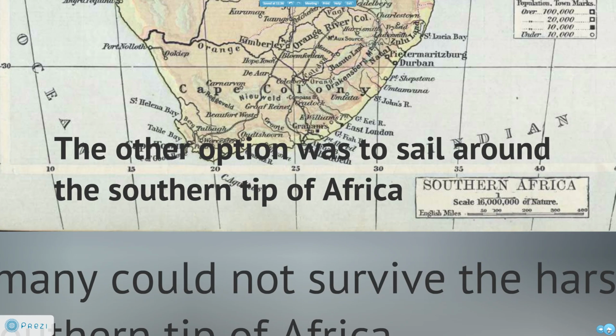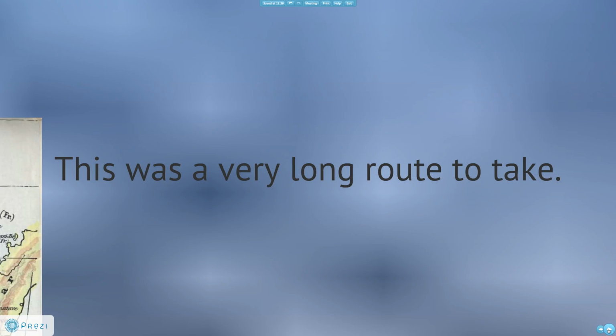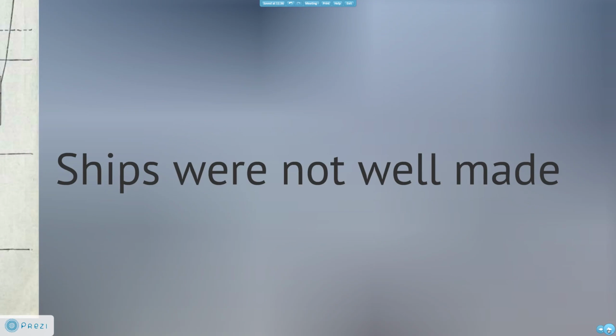Well, they decided the other option was to sail around the southern tip of Africa. Now this started to work as well. A lot of navigators felt like they could do that, but it was also a dangerous passageway too. It was a very long route to take. Ships early in the 15th century were not well made. Of course, they had a very hard time. Most of the ships were only made to sail the calmer waters of the Mediterranean, not the harsh waters of the Atlantic Ocean.